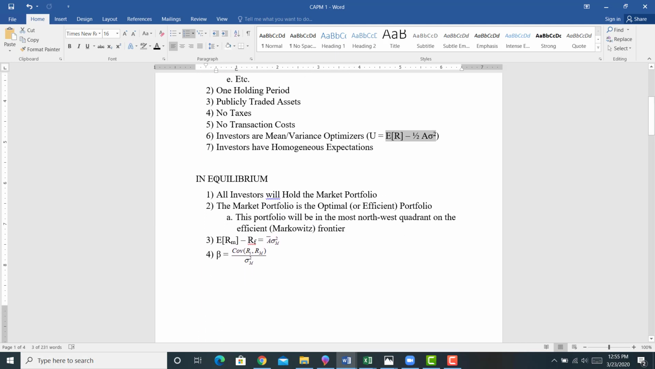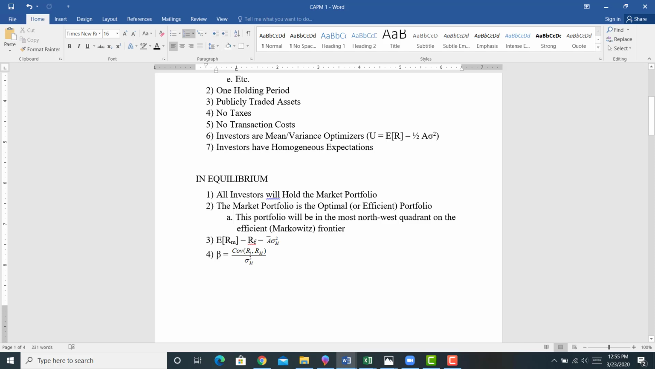So these are the implications of the CAPM. This is important to note. I'm basically giving you the punchline before we ever even start talking about it. All investors will hold the market portfolio. Okay, if investors have homogeneous expectations, that's probably understandable: investors are going to have the same behavior and end up with the same result.